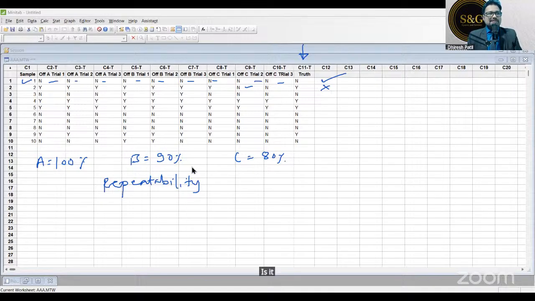Is it 60%, everybody? So the third is also rejected. Fourth is accepted. Fifth is accepted. Sixth is accepted. Seventh is okay. Eighth is okay. Ninth and 10th are not accepted. So 60%.